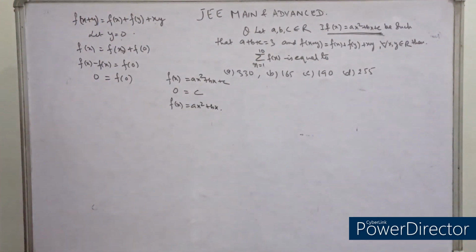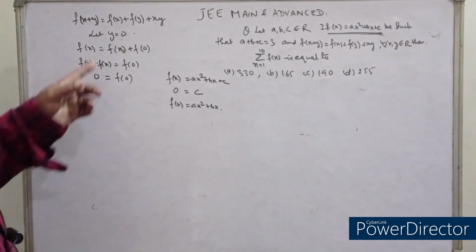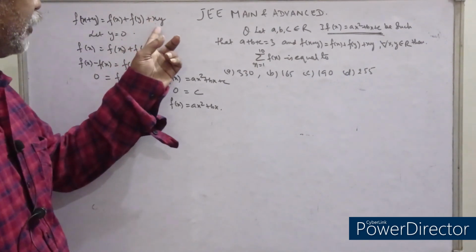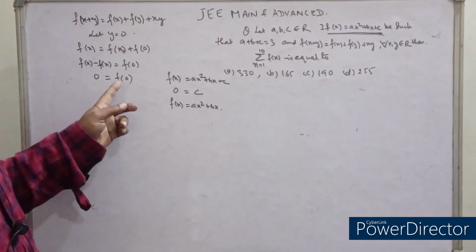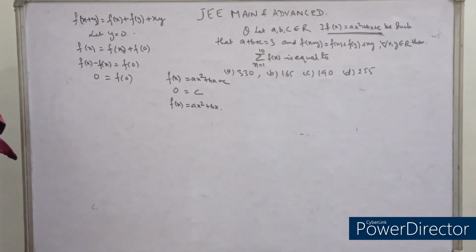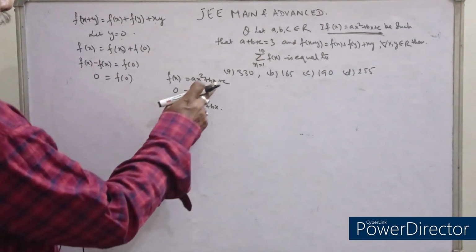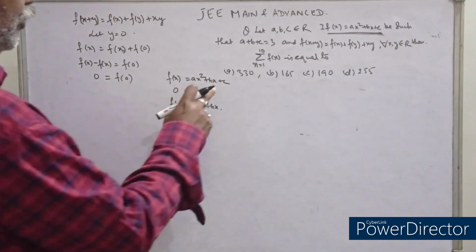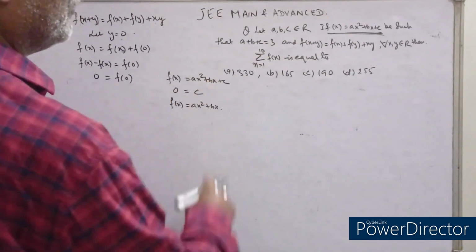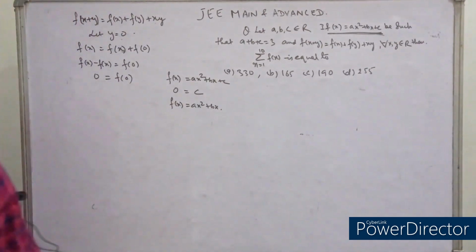Now I think it is clear why I have taken y equal to 0. Because when I take y equal to 0, this part becomes 0 and with its help I get the value of f(0). That means a type of elimination. I have eliminated the constant c, because at x equal to 0, f(0) is 0. So the only thing left is this.